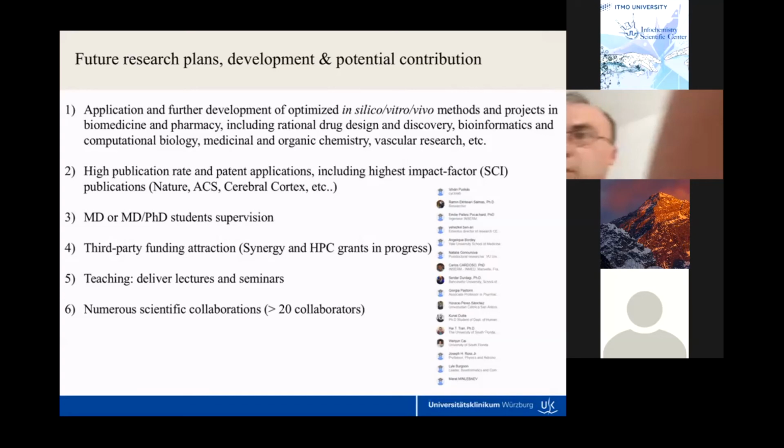So the next step would be to publish the results and file patent applications. We also have some patents. I'm not showing them here, but we have. We are focusing on very high impact factor journals like Nature and ACS journals. Usually we publish in Nature, ACS journals, or Cerebral Cortex. The impact factor is usually more than 10, sometimes 20. Some ACS journals have 7, 8.